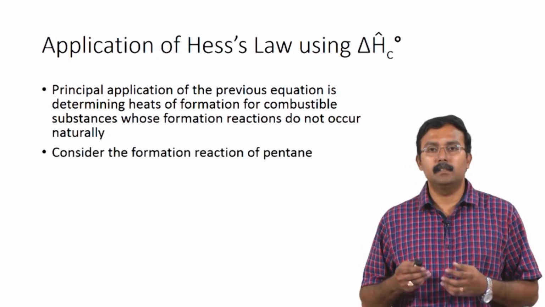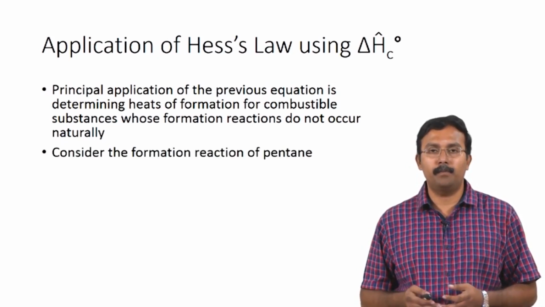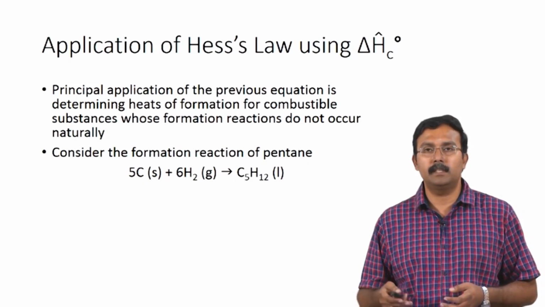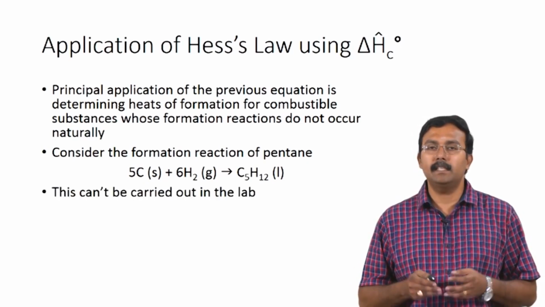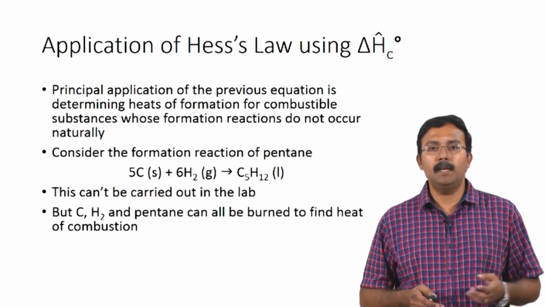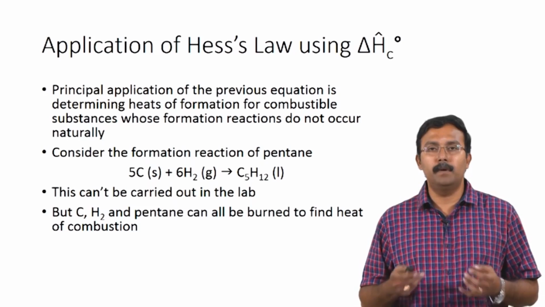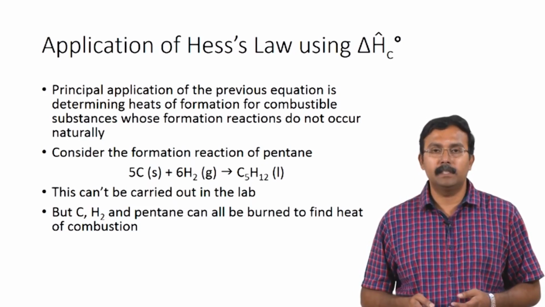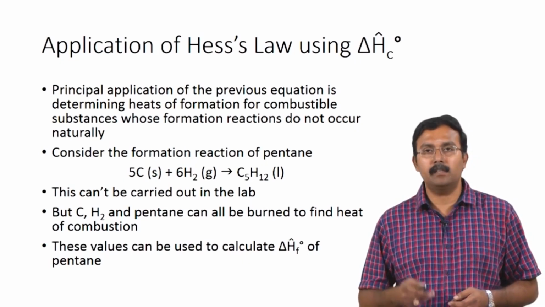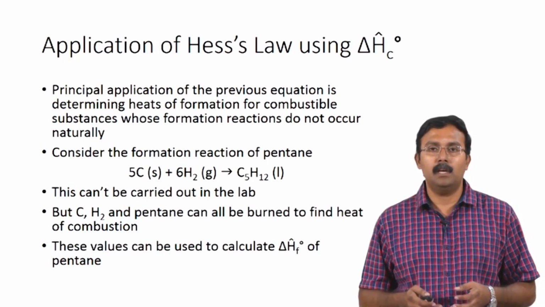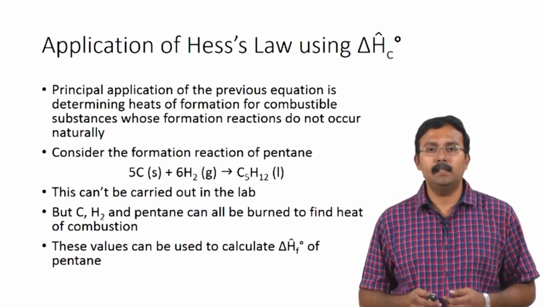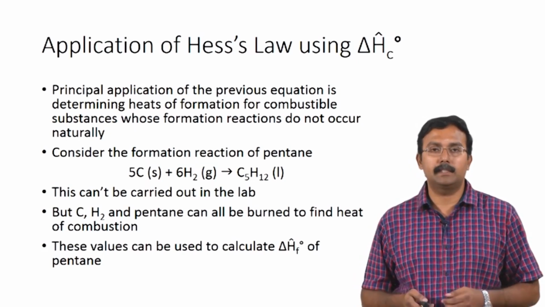So, consider the formation reaction for pentane, which is shown here: 5 C plus 6 H2 giving C5H12. This reaction cannot be carried out in the lab, it will not happen, but carbon, hydrogen and pentane can all be burnt to find the heat of combustion. Then you can use these heats of combustion to get the heat of formation for n-pentane. So, this is how Hess's law is applied for using heat of combustion to get the heat of formation or heat of reaction.